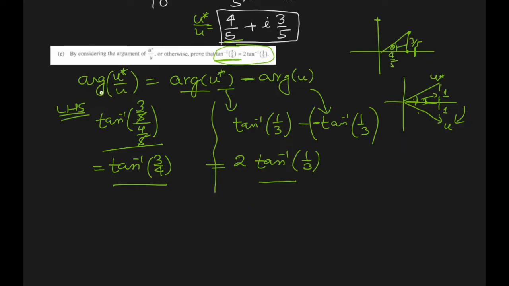So for the left side, we found the argument of u star over u directly. For the right hand side, because of this identity, we found them separately, and they came out to be exactly the same but in opposite directions. Because of the negative, they added, and we got this.